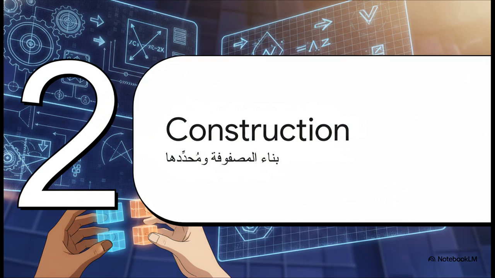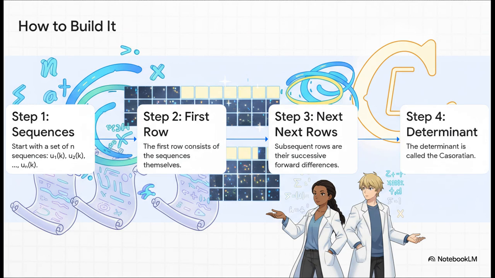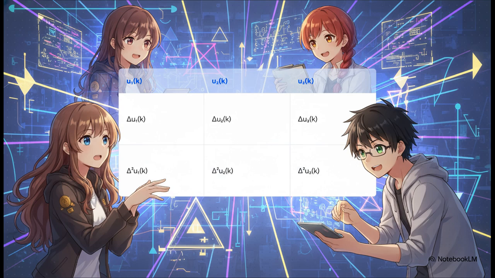All right, so we know what it is. Now let's get into the how. And the great news here is that building one of these is actually a surprisingly straightforward step-by-step process. No magic involved. Think of it like a simple recipe. First, you just gather up all the sequences you want to test. Second, you line them up, and that becomes the very first row of your matrix. Easy enough, right? Third, and this is the key move, you create the next row by calculating the forward difference for each sequence. That's just a fancy way of saying the next term minus the current term. You just repeat that process for each new row. And finally, that number you get when you calculate the determinant, it's so important it gets its own special name, the Casoratian.